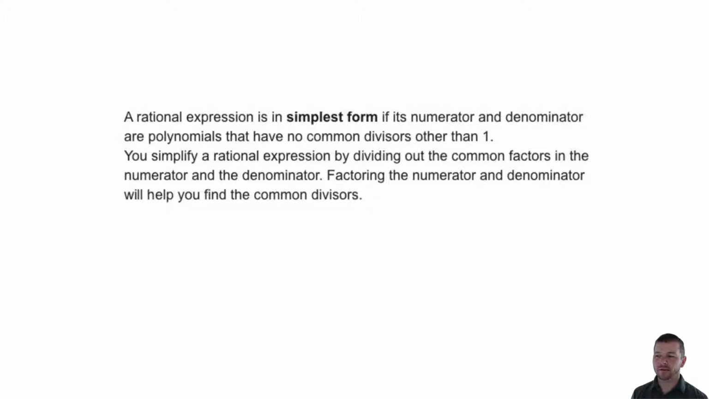divisors other than 1. You simplify a rational expression by dividing out the common factors in the numerator and the denominator. Factoring the numerator and denominator will help you find the common divisors.